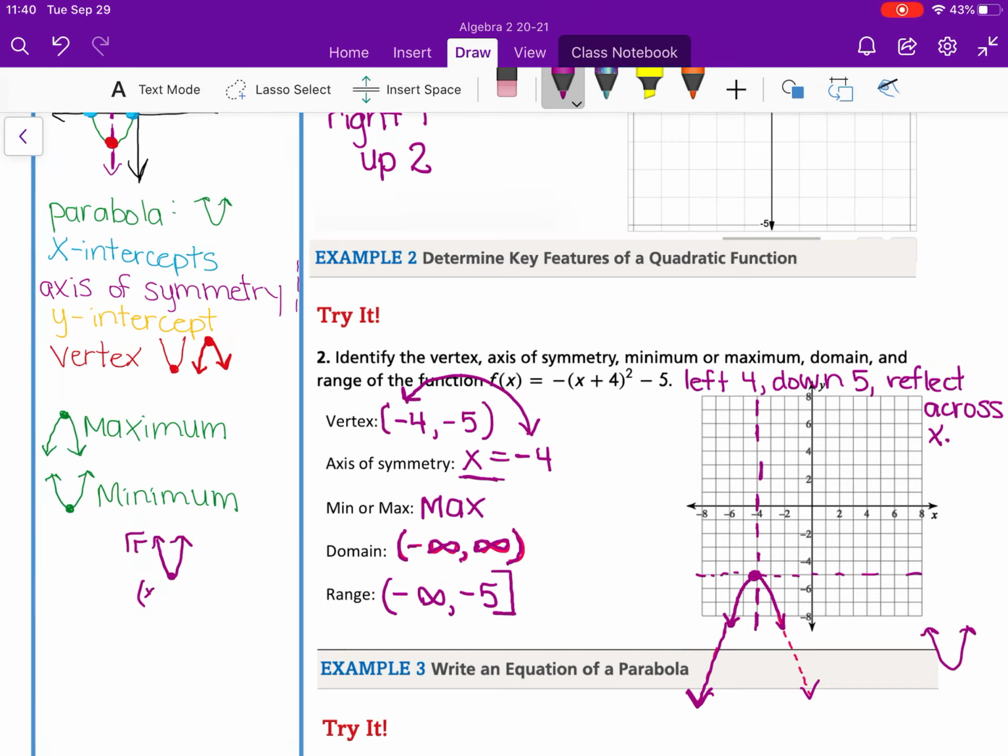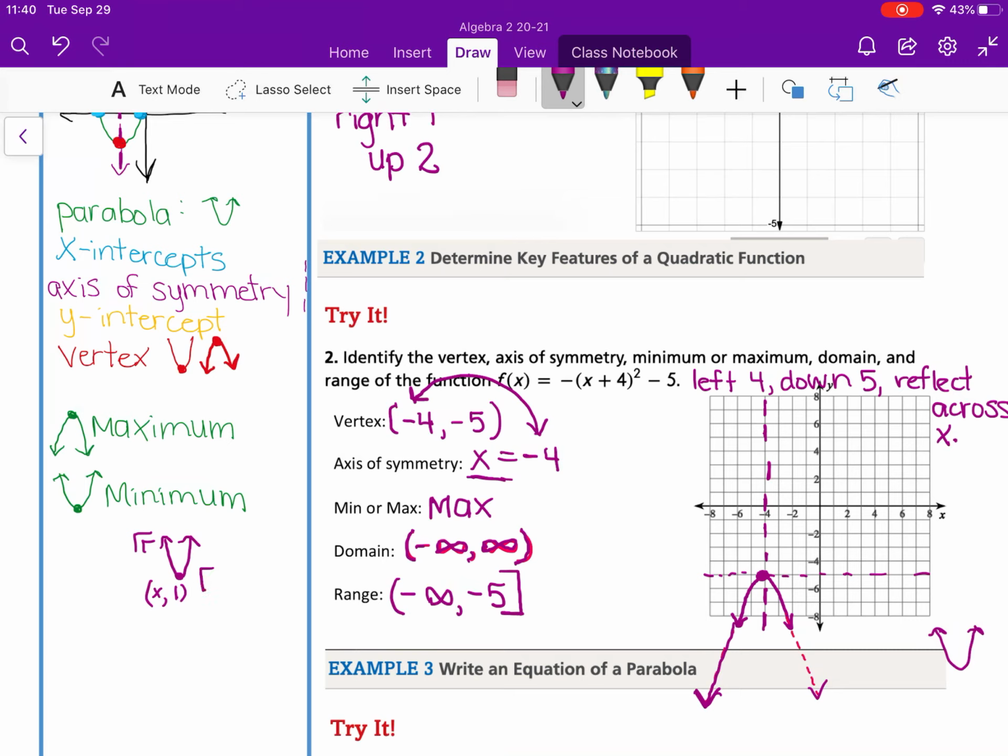Side note, if you had one that was turned this way, so let's say that this was at some x value and let's say the y value was 1. The range here would be 1 to infinity if it is turned up. So if it is pointing up, that's how I would write the range for a parabola opening up.